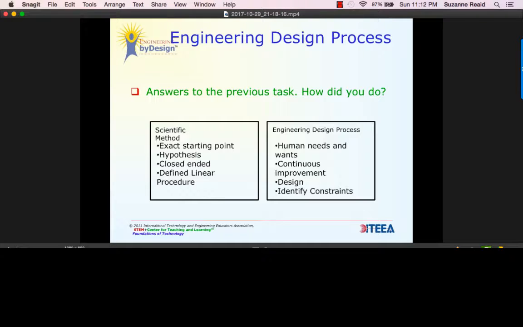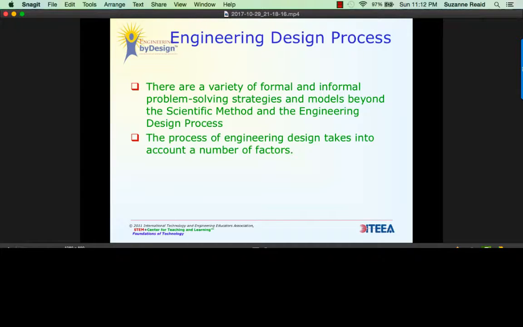It also involves human needs and wants. But it is a continuous improvement process, and you define and identify the constraints in your design. There are a variety of formal and informal problem-solving strategies and models beyond the scientific method and the engineering design process. The process of engineering design takes into account a number of factors.